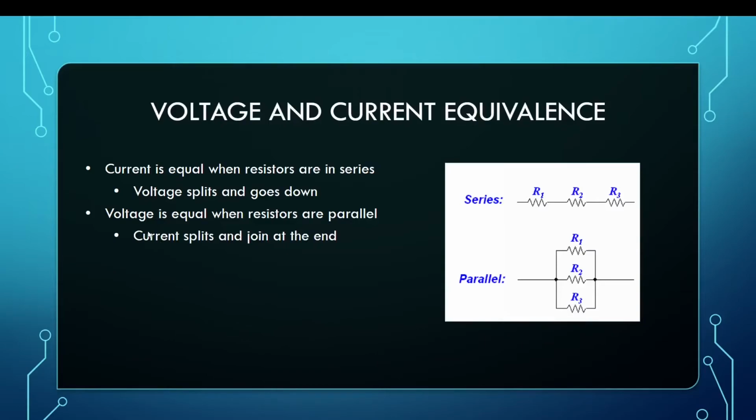And when resistors are in parallel, current splits. This is because of KCL. I'm going to talk about that in another video. I'm going to talk about KVL in another video as well. So when current goes to that node right here, it splits into 3 different currents, and usually it joins at the end.